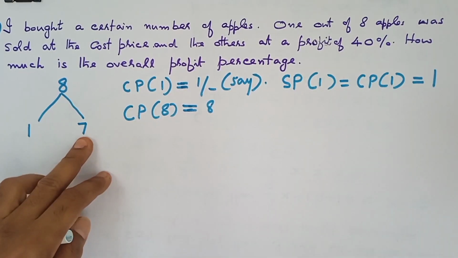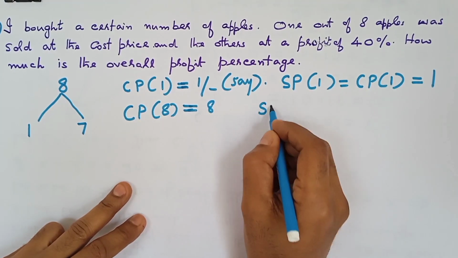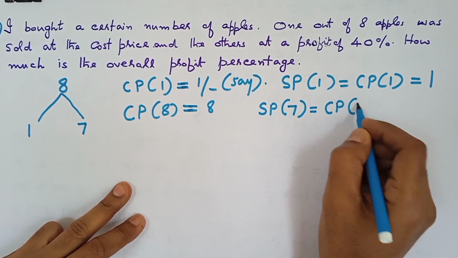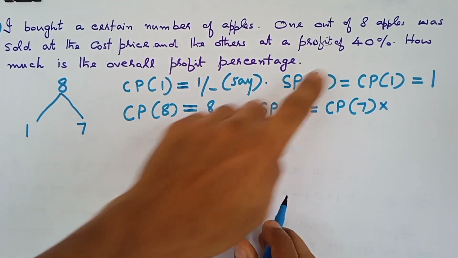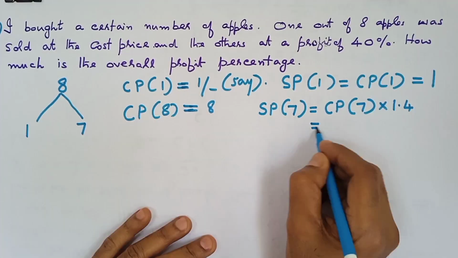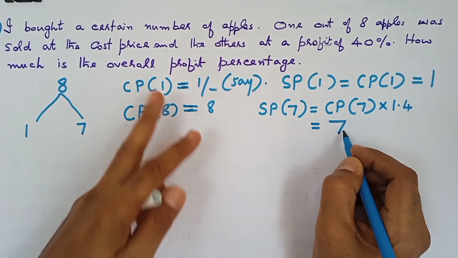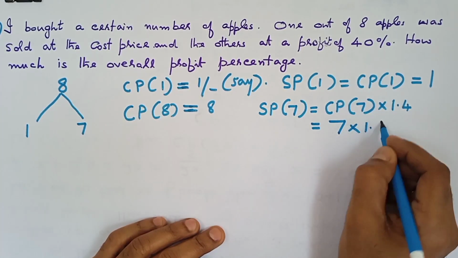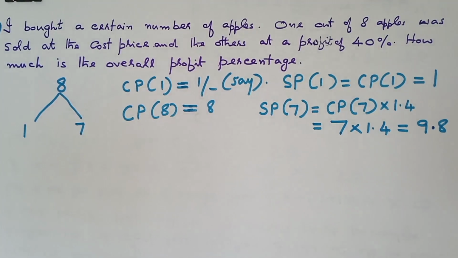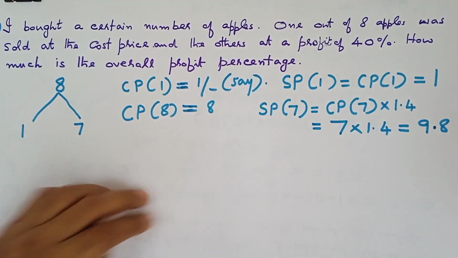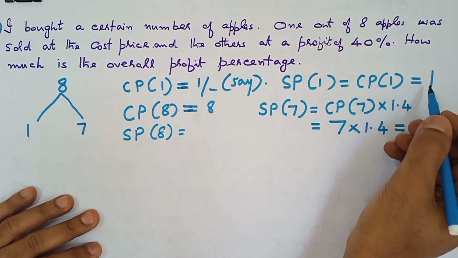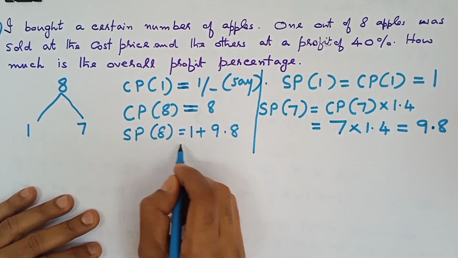Now let's find out the SP of the second lot. SP of 7 apples. That will be CP of 7 into how much profit? 40%. So you multiply CP of 7 by 1.40. This is CP of 7, which is 7 as per this assumption, into 1.4, which is 9.8. Now you take the total of these two, SP of 1 and SP of 7, which will be 8, and corresponding prices 1 plus 9.8.